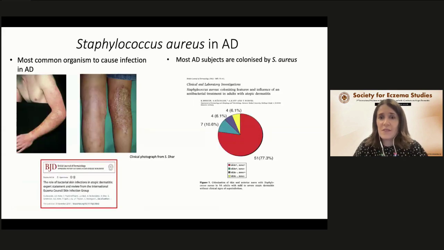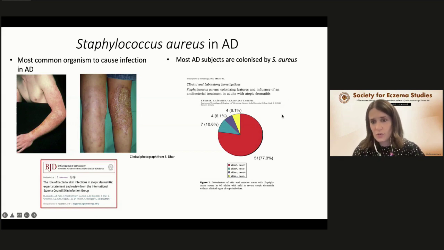So we know that Staph aureus is a very important organism in the disease. It's the most common organism to cause infection in atopic dermatitis, shown by these clinical photographs here. Myself and Sandipan were involved in this paper, which was really reviewing the most recent evidence on the role of bacterial skin infections in atopic dermatitis as part of the International Eczema Council. And so this paper really goes into this in quite a lot of detail.